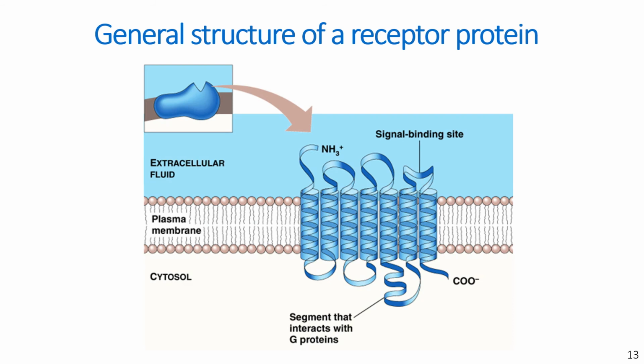A receptor protein has a structure a bit like this. This is one on the cell membrane. So the signal binding site that you can see on the right-hand top of it will be complementary to the signal it interacts with. The loop at the bottom that says segment that interacts with G proteins, that's what will set off the secondary messengers in the cell. So the signal binds, and then when it binds, that activates the bit at the bottom to activate secondary messengers.